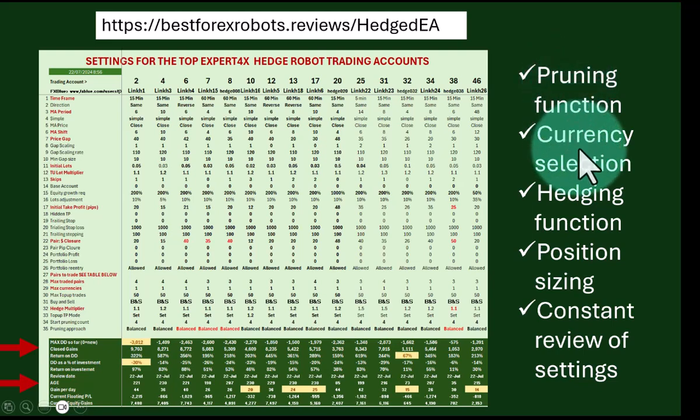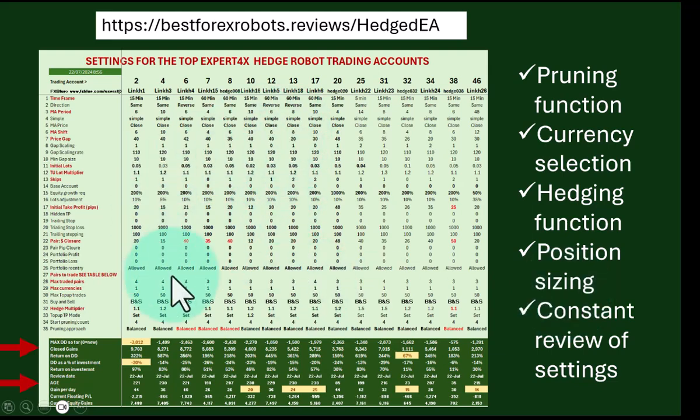There's been an increase in profitability due to currency selection. We've been able to refine currency selection to be more balanced and more in line with the volatility of the currencies. There is a built-in hedging function, but that is also being refined in terms of the settings relating to the hedging. Then we've refined position sizing. Position sizing, very important. If you get this wrong, you can blow your account. If you get it wrong, you can also experience very low profitability. So position sizing, very important.